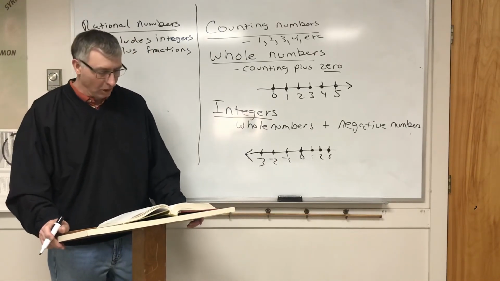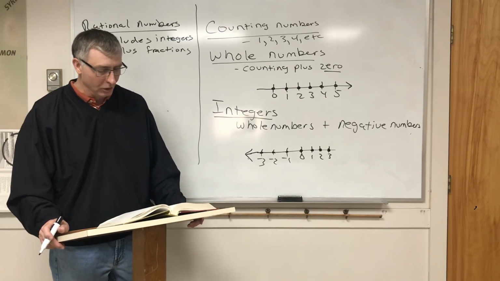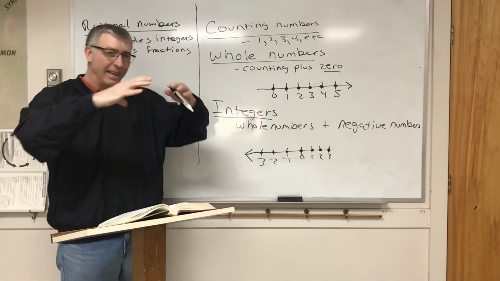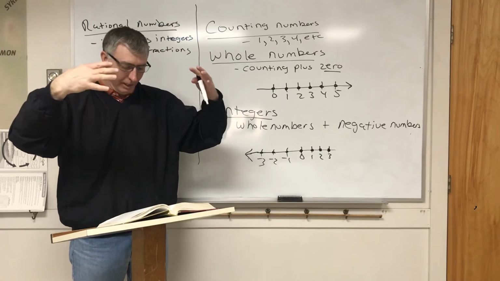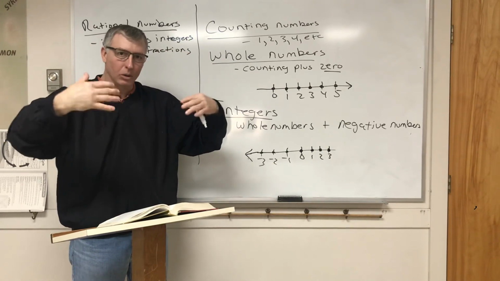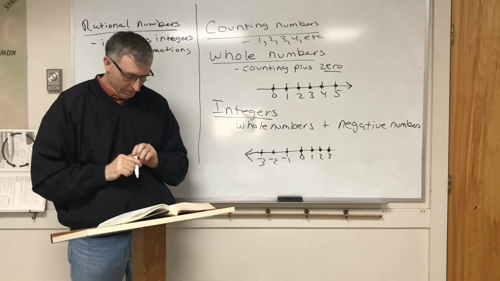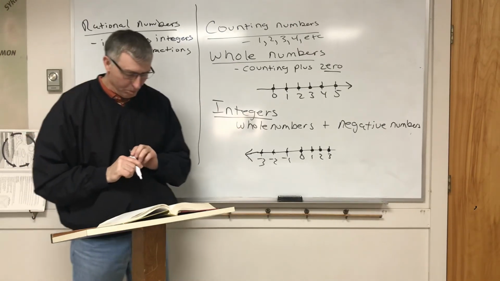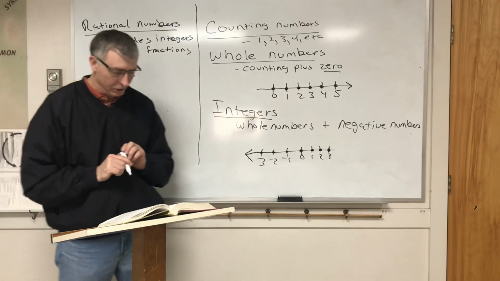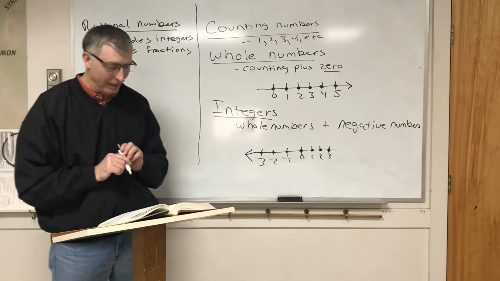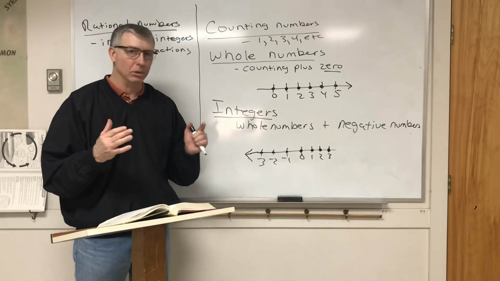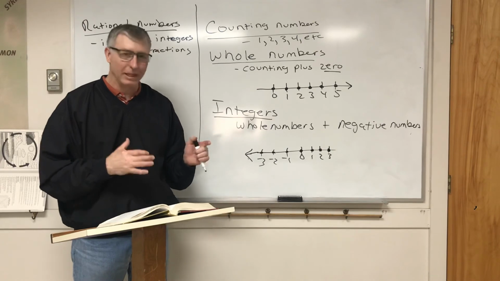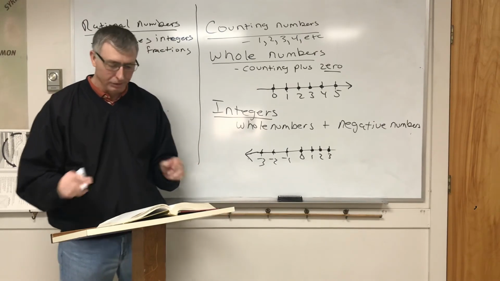Example 2, answer true or false. A: All whole numbers are integers. Is that true? That is true, because the whole number box fits inside the integers box. So it is true that all of the whole numbers are also integers. Let's look at B. All rational numbers are integers. That is false. Why is that false? Because rational numbers include fractions, and fractions would not be considered integers. And so that is false.